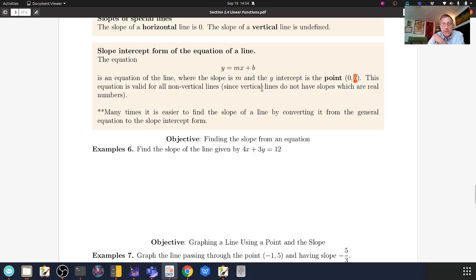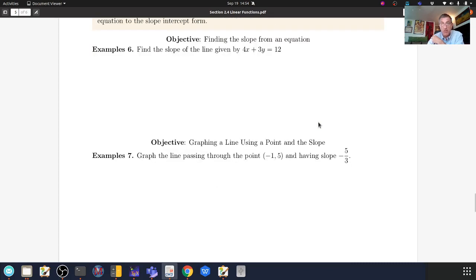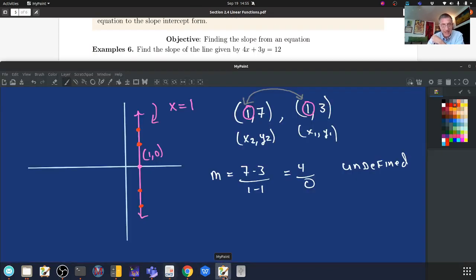Now, of course, this requires the slope to exist. m is always a real number. So this equation will not work for vertical lines, because vertical lines have slopes that do not exist. Now, I say many times it's easier to find the slope of a line by converting it from the general form to the slope-intercept form. That means solve for y, and that's exactly what we're going to do now.